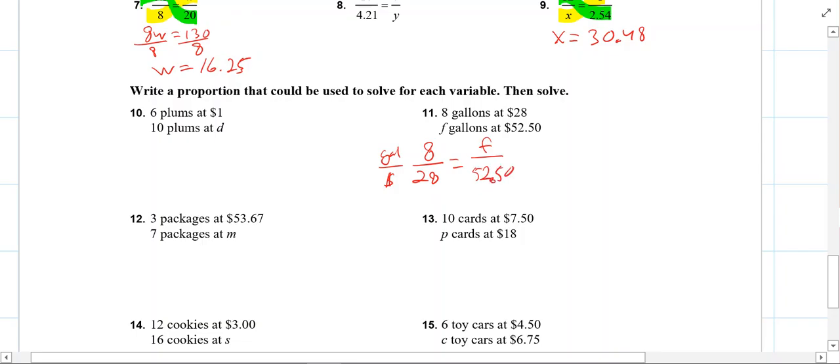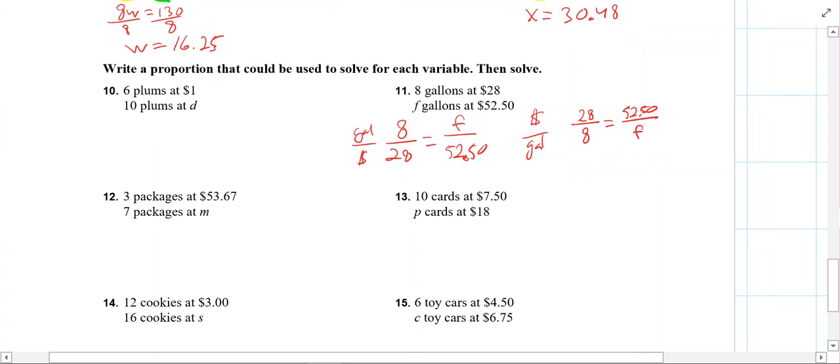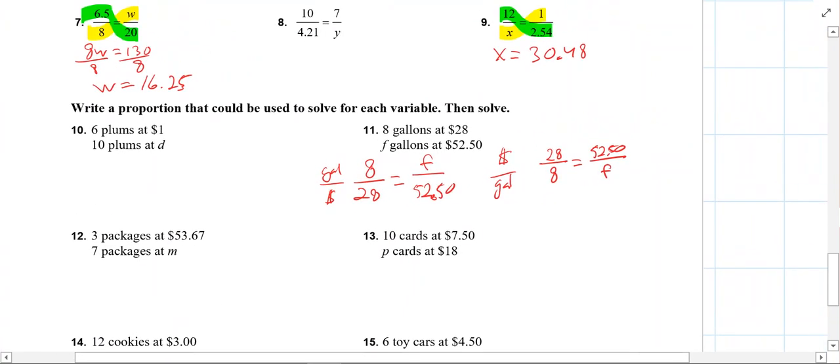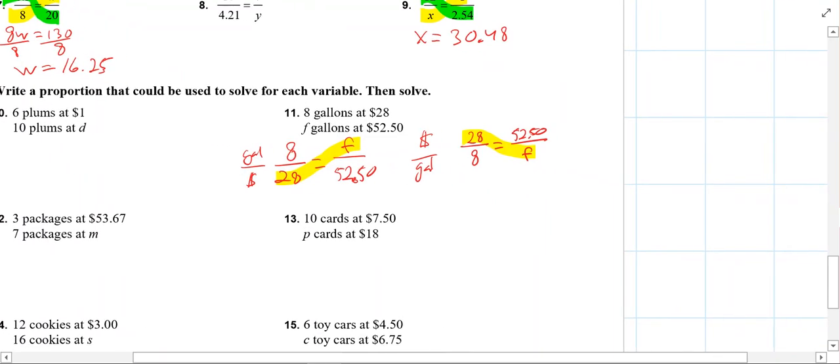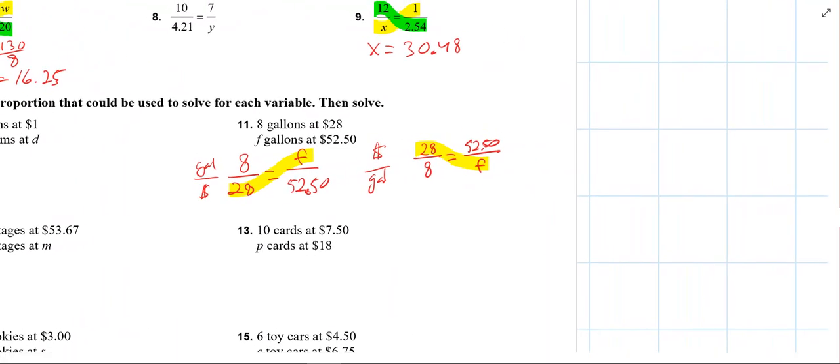That's one way. Another way to write this would be dollars on top, gallons on the bottom. And that would be $28 on top, 8 on the bottom, and 5250 over F. Okay, and you know that you're getting them right because no matter what direction you're doing here, 28 times F, look at this, 28 times F. All right, another way to write this would be kind of like in columns. So you have a dollar column and you have a gallon column.